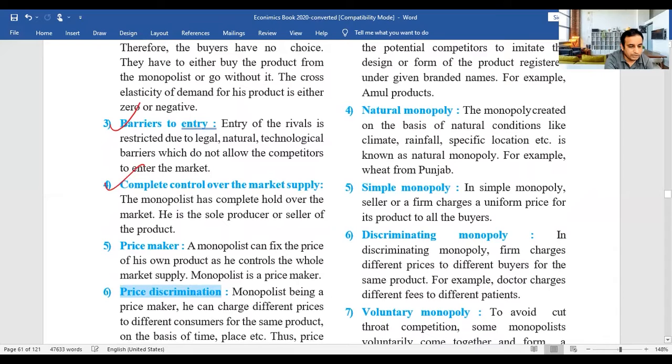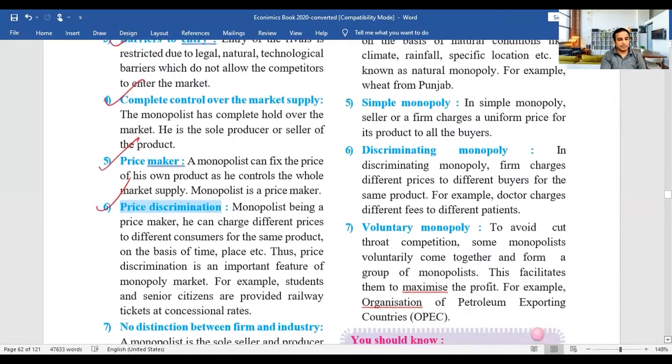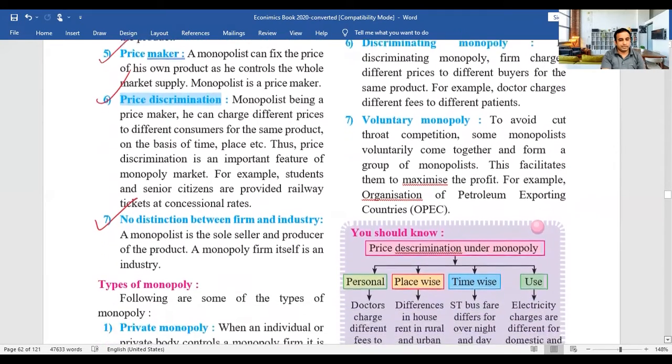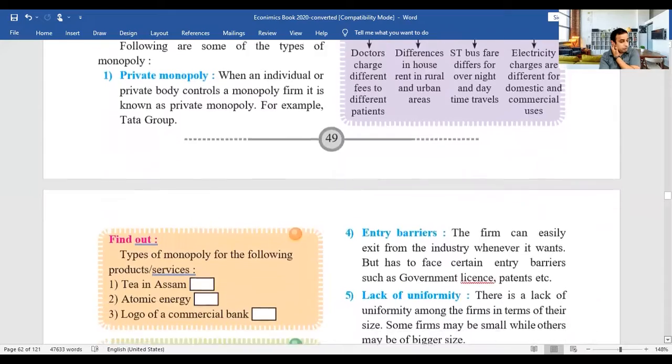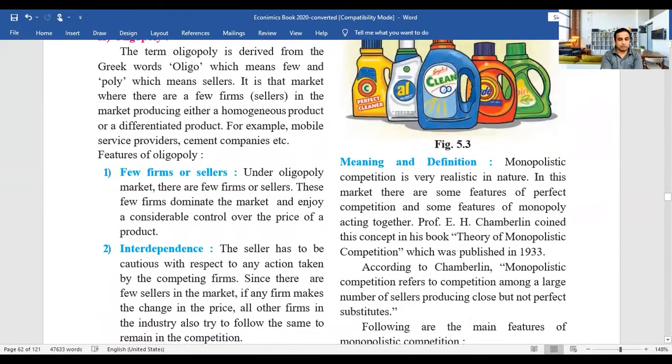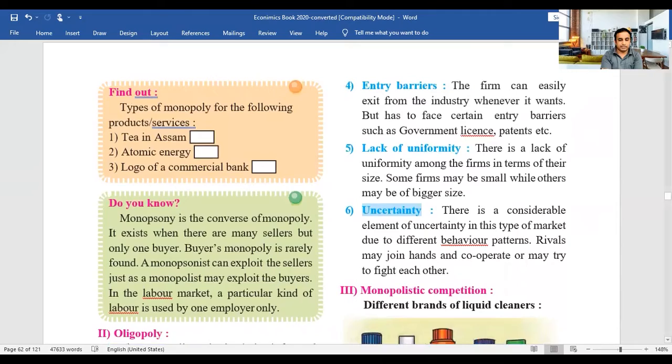Complete control over market supply. Monopolist is a price maker. There is a price discrimination, and there is no distinction between firm and industry. Now the types of monopoly, this part is excluded from the syllabus for the time being. So next market structure is oligopoly.